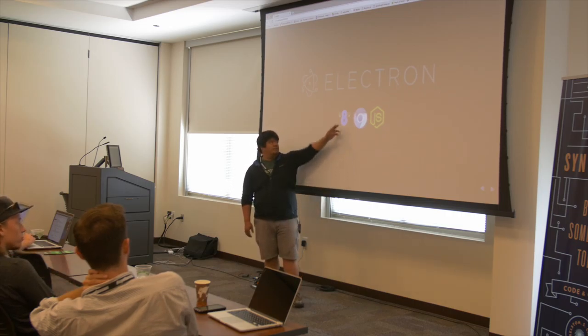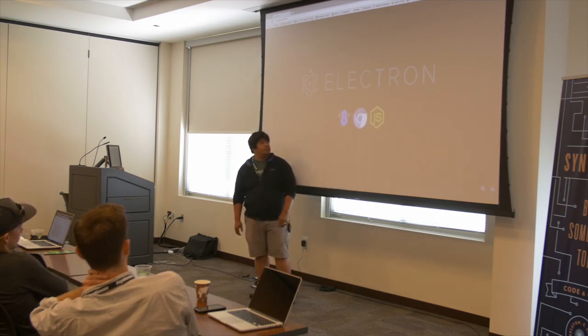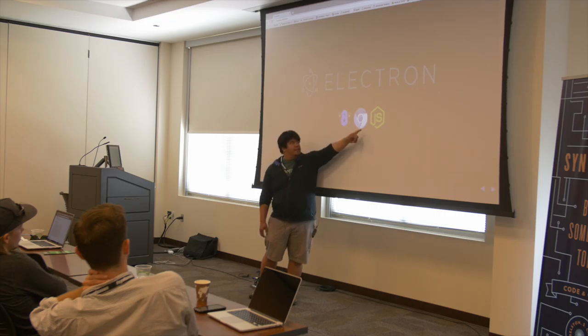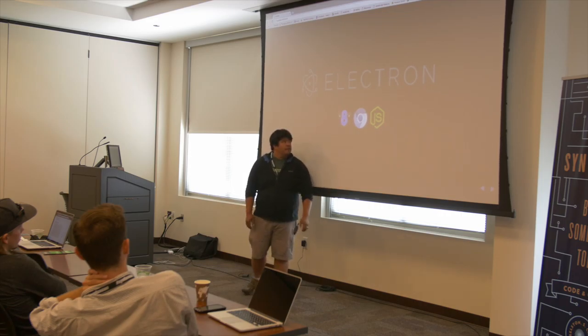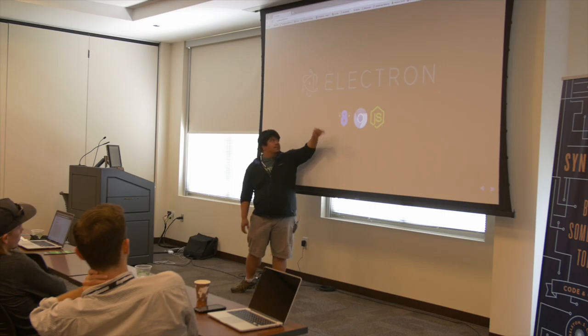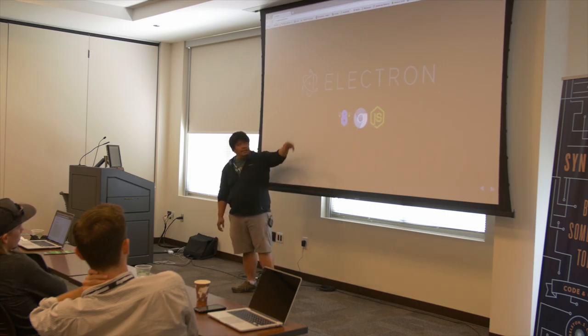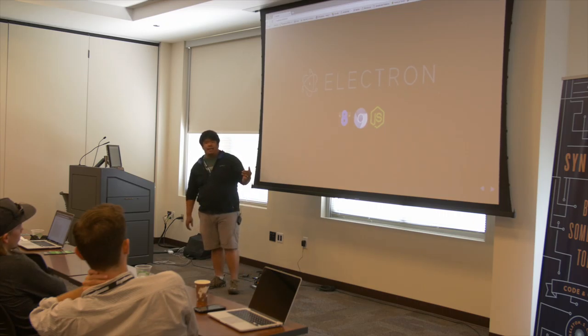So Electron is comprised of different things. Basically, when I say two worlds colliding, I mean Node.js and Chromium are mashed together and they share the same runtime, the same JavaScript engine, V8. V8 was created by Google to run Chrome. They rewrote this engine, so it was really fast and it's still really fast. And there's not two V8s, one for Node, one for Chromium. There's one that's shared between Node and Chromium.